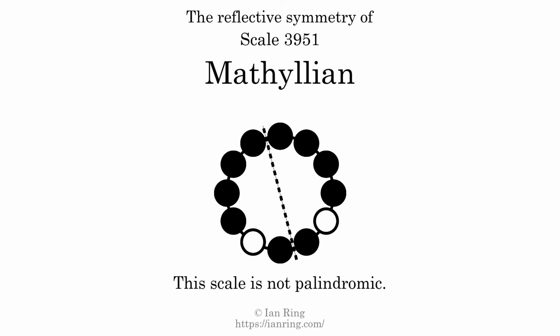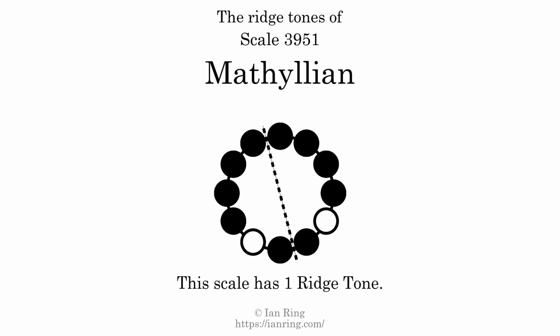This scale has reflective symmetry across an axis positioned 5.5 semitones from the root. This scale has a different pattern of intervals ascending and descending, so it is not palindromic. This scale has one ridge tone.